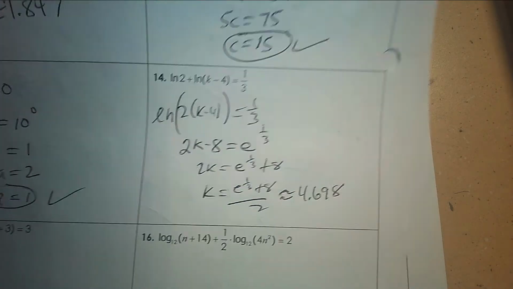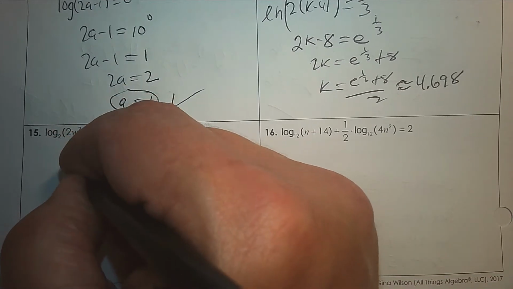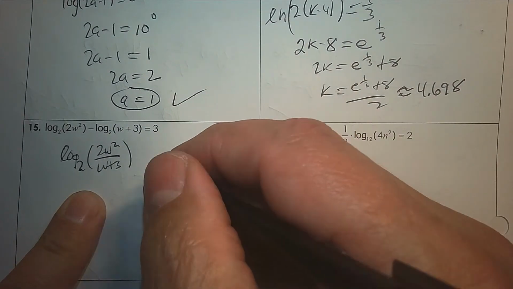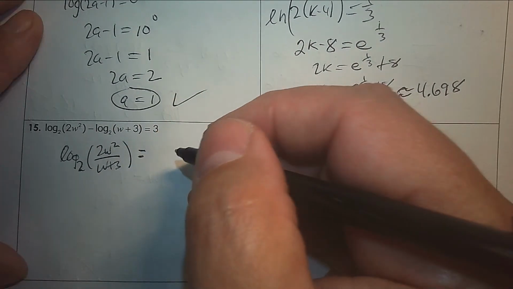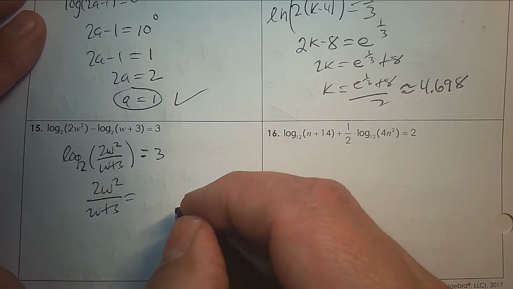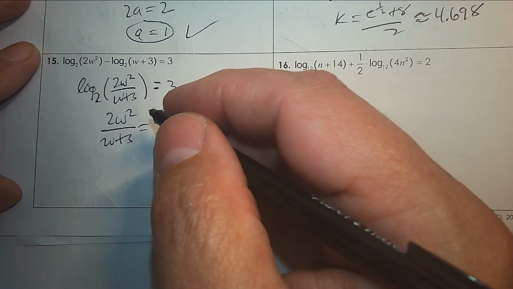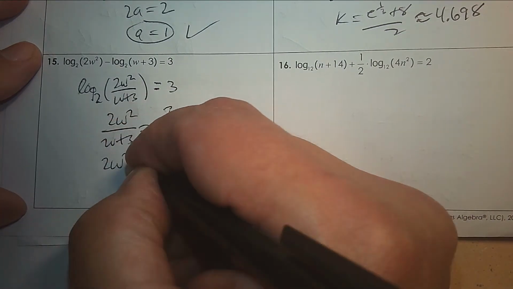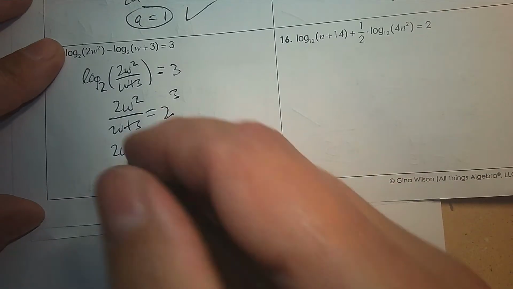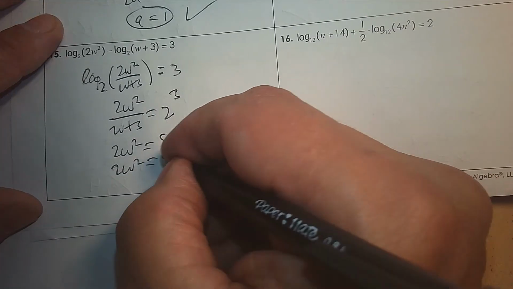All right, 2 more. Can you solve this logarithm? So subtracting means that I'm going to divide. So it's 2w divided by w plus 3. And that's equal to 3. So the answer is there. And then the base is 2 to the exponent 3. I'm going to multiply both sides by w plus 3. So we have 2w squared is equal to 8w plus 24.